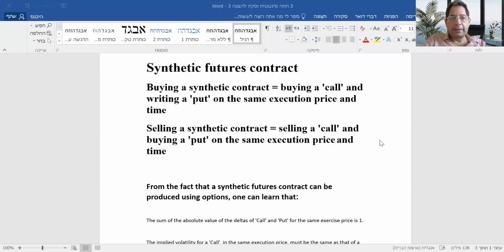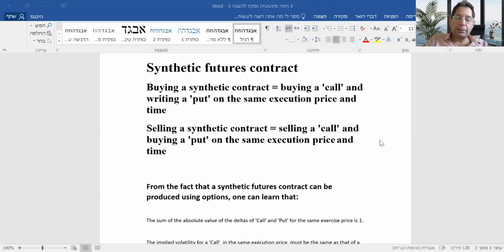This is the third lesson about options. Today we're going to talk first about a synthetic future. A synthetic future is a future that is created by options. If we want to buy a contract, we need a synthetic contract: we need to buy a call option and sell a put option at the same price and time.